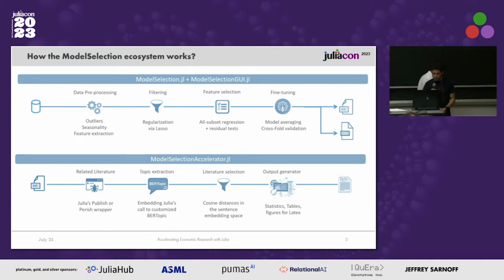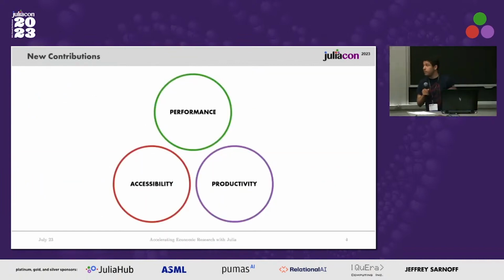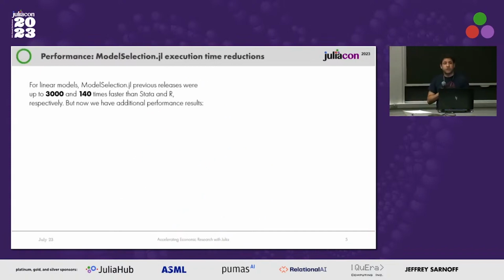Well, thank you, Damian. Our new contributions can be grouped into 3 categories. First, performance, accuracy, and productivity. Well, in Julia, performance is always welcome. And despite that, we already have a very fast package that is 3,000 times faster than Stata, which is the standard for econometrics, and 140 times faster than R. We thought that we had a lot of room for improvement.